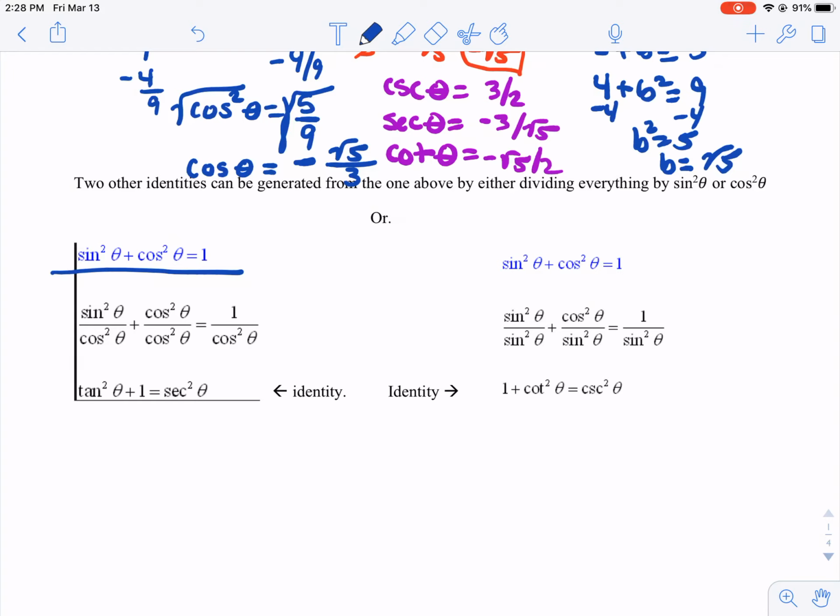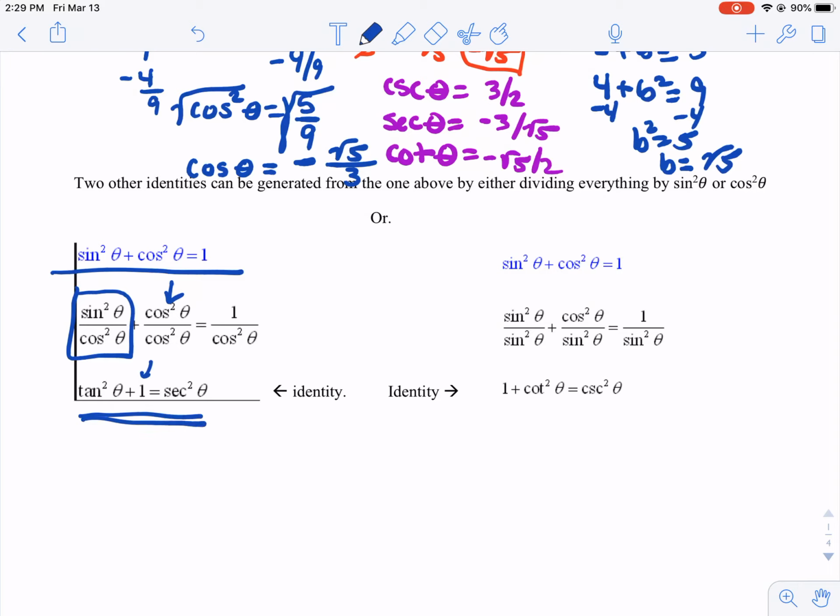So if we divide everybody by a cosine squared, then this first term right here, sine squared over cosine squared, sine over cos is how we find tangent, so it's going to end up being tangent squared. Anything divided by itself makes a 1. And then 1 over cosine, okay, so the reciprocal of cosine is secant. So since it's a reciprocal of cosine squared, you get secant squared. And there you get another identity.